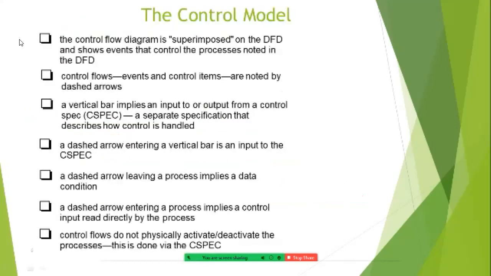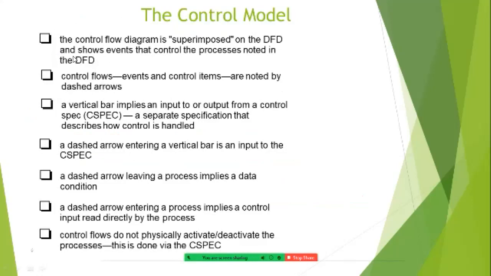The control flow model diagram is superimposed on the DFD and shows events that control the processes noted in the DFD. Control flows, events, and control items are noted by dashed arrows.